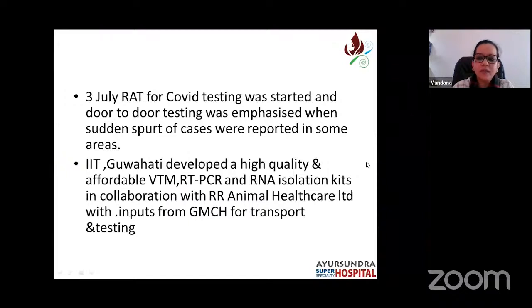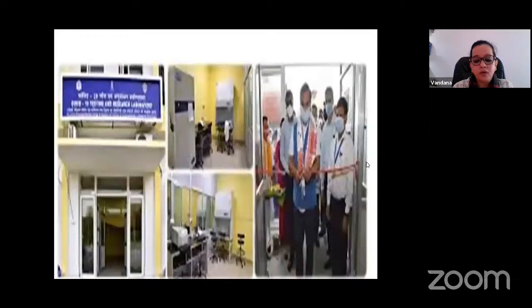IIT Guwahati developed a high-quality, affordable viral transport media, RT-PCR, and RNA isolation kits in collaboration with RR and Animal Healthcare Limited, with inputs from Guwahati Medical College for transport testing, and this made it cost effective.